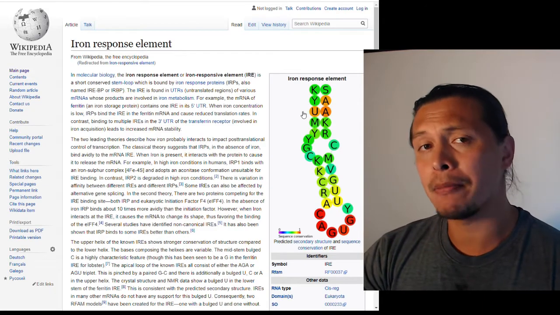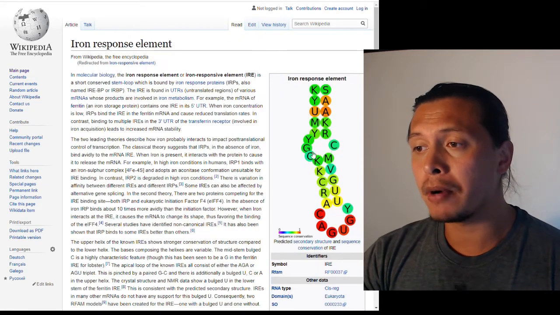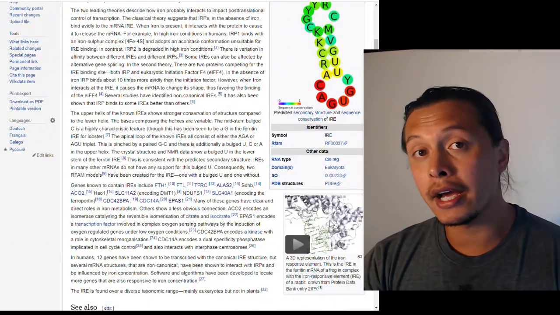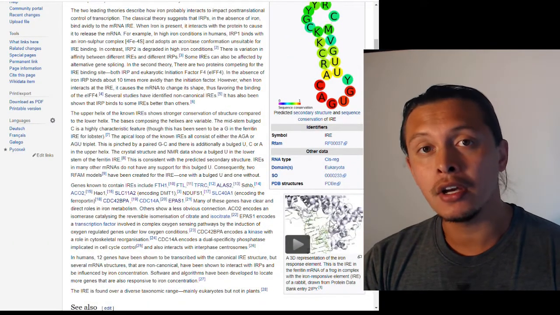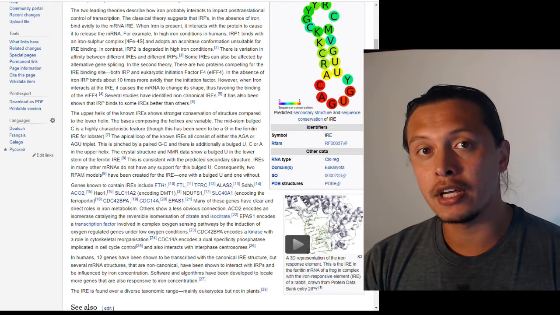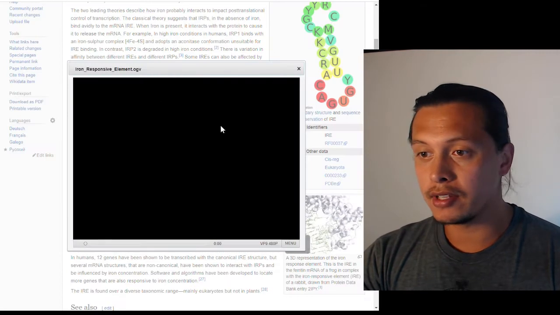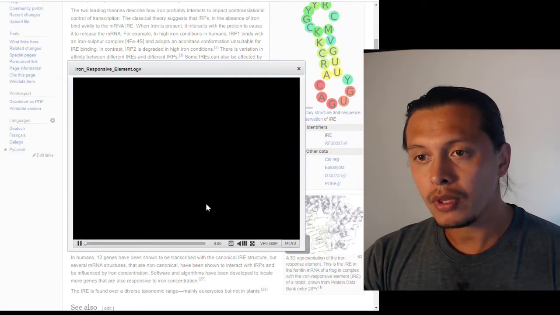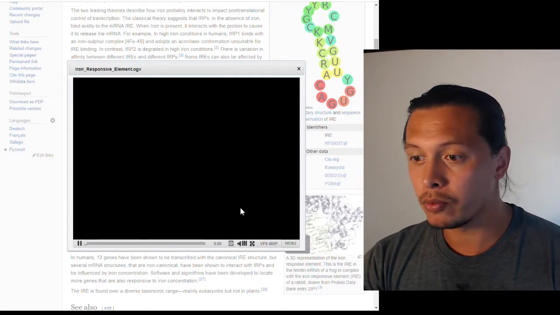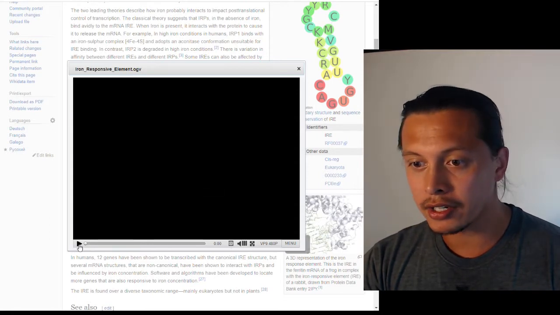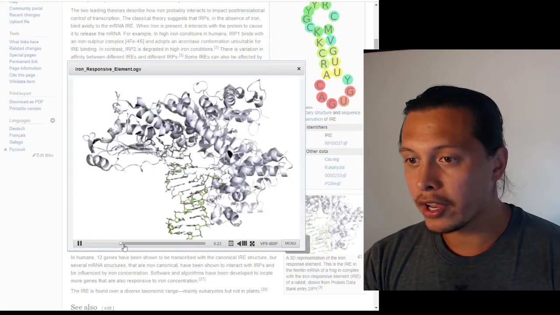And so what ends up happening is this protein ends up binding with the iron response elements. And depending on where it binds, it will determine whether or not that protein will be upregulated or downregulated. And so here we can see a small video that is describing the process, if it will load. Sometimes this stuff just does not decide to load on here. Okay, I'll just start it.